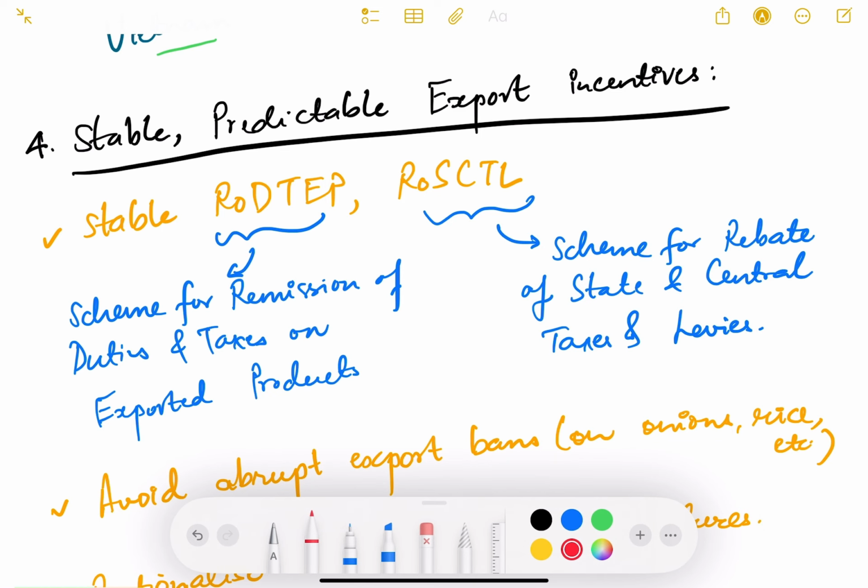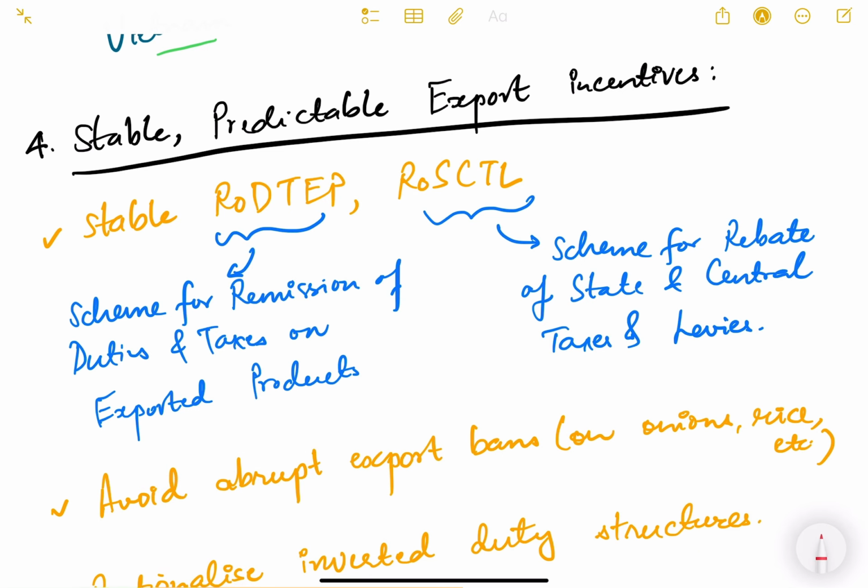Then the next one is that stable, predictable export incentives need to be there. So we need to have a stable RODTEP and ROSCTL. What are these? RODTEP is basically a scheme for remission of duties and taxes on exported products. Remission means that the government gives back the tax that it has charged you. That is known as remission of duties and taxes on exported products.